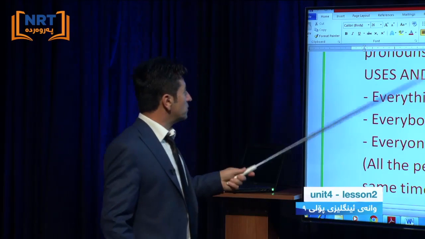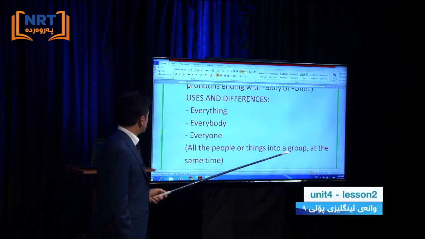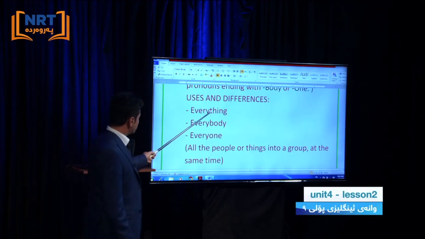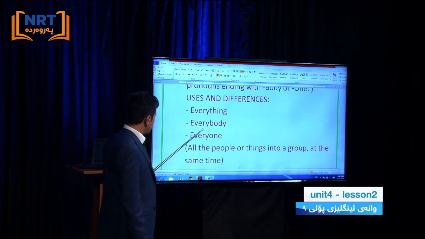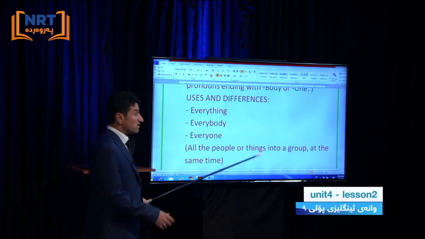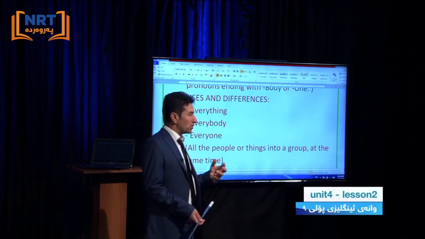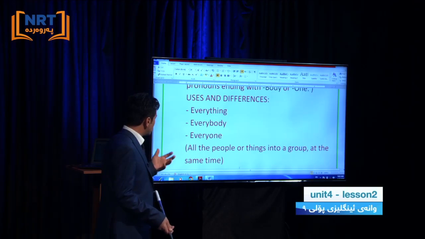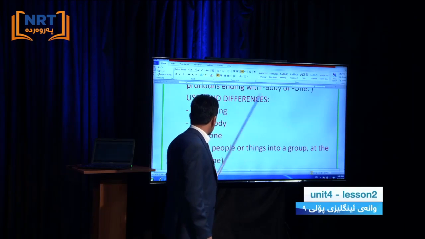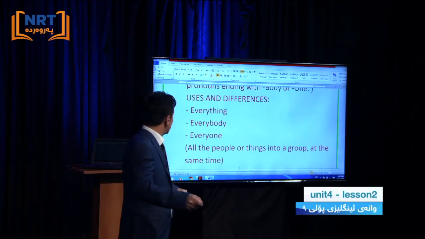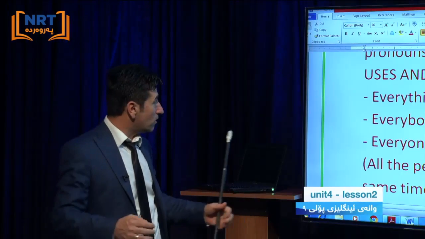Here we have uses and differences. Everything, everybody, everyone. This is in general. We are talking about the indefinite pronouns, how we use them and what the difference between them is. All the people or things in a group at the same time. Everything means all the things.